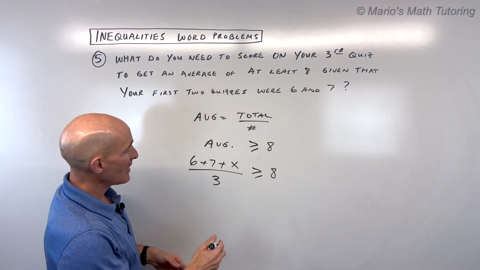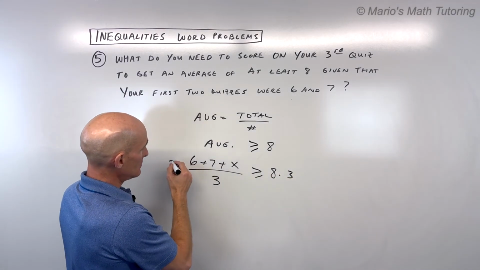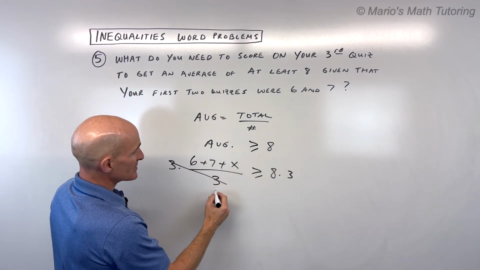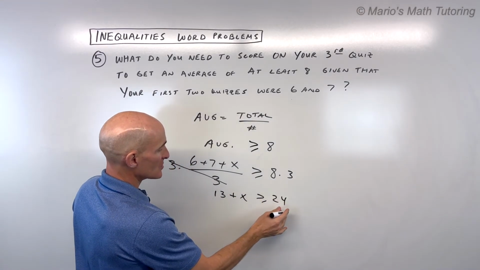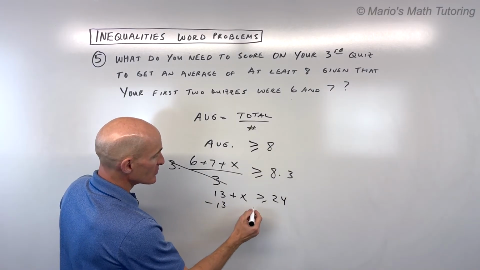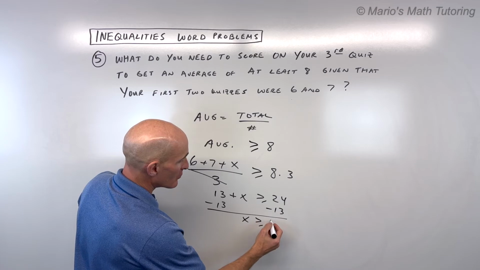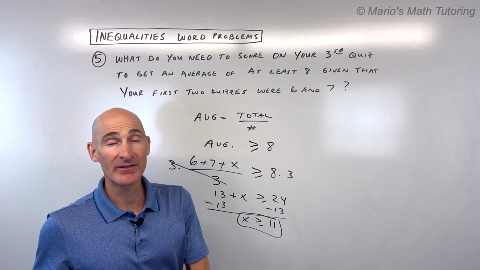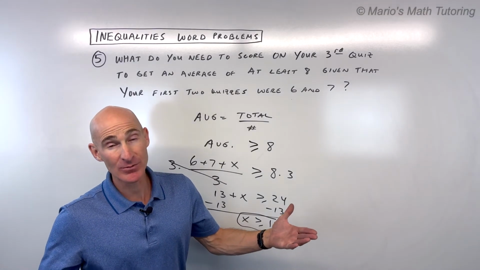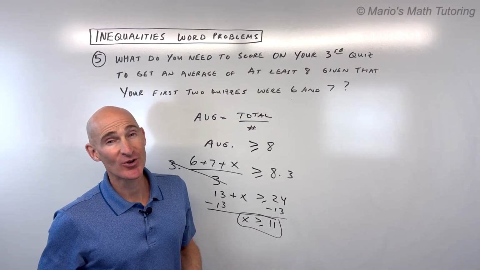Let's solve it. Instead of dividing by 3, let's multiply both sides by 3. So now we have 6 plus 7 is 13 plus x is greater than or equal to 8 times 3 is 24. Let's get the variables on one side, numbers on the other. So that means x has to be greater than or equal to an 11. So you have to score an 11 or higher on that third quiz, which might not be possible if it's a 10-point quiz, but there might be an extra credit. Maybe you'll get that extra credit point.